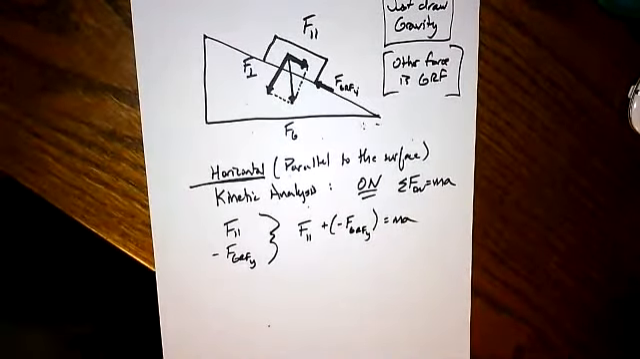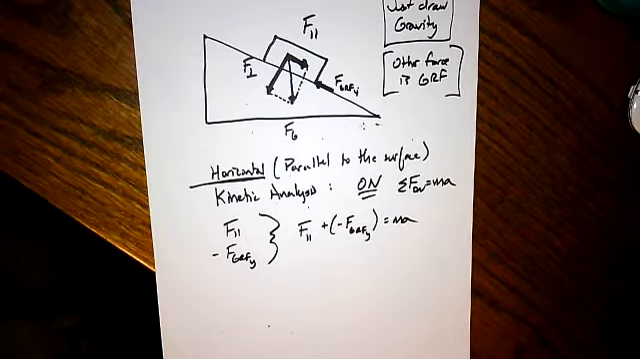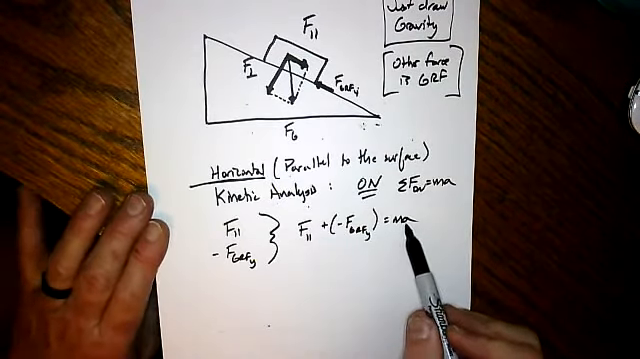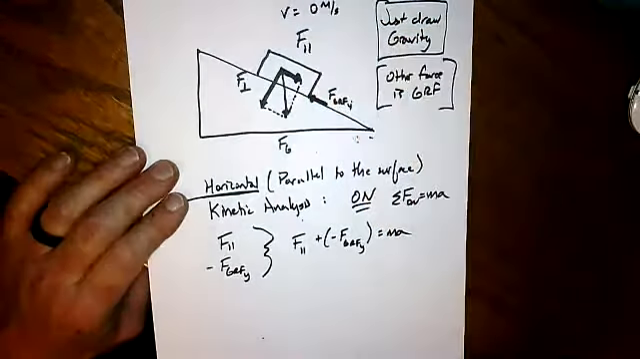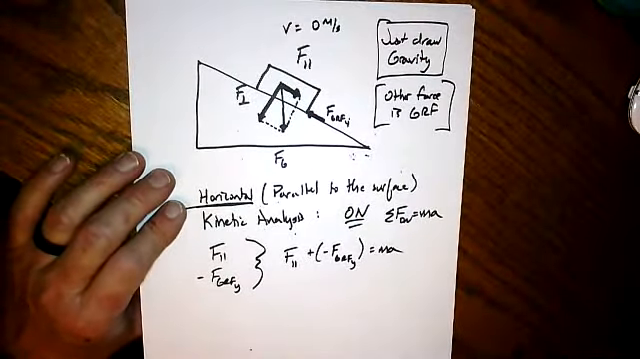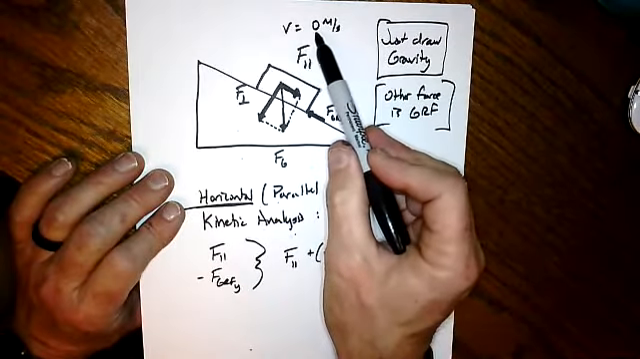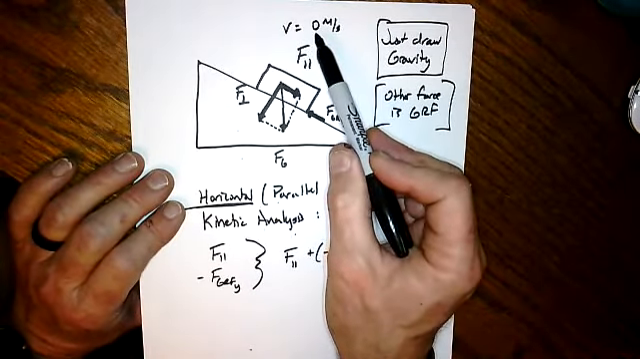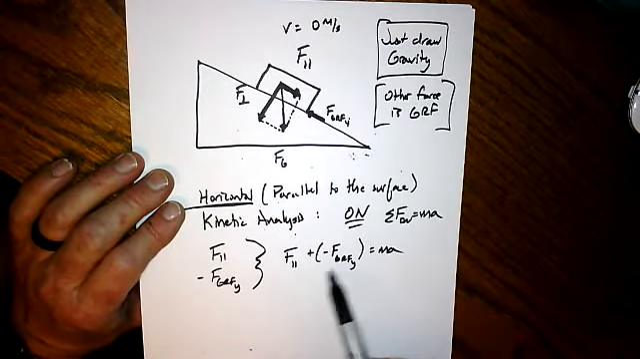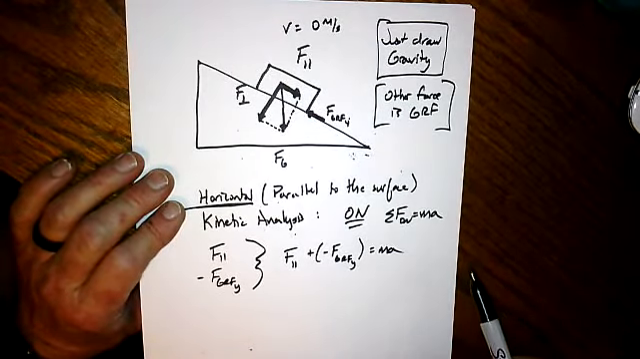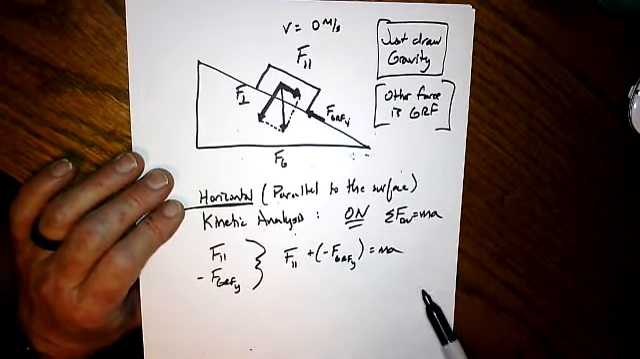Now, as long as the object is not sliding, the acceleration is zero, because V is 0 meters per second. As long as the object's not sliding, V will stay 0 meters per second, meaning acceleration will be 0, meaning these two forces are going to be equal in magnitude and opposite in direction.